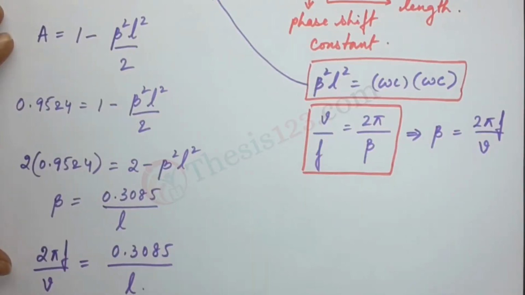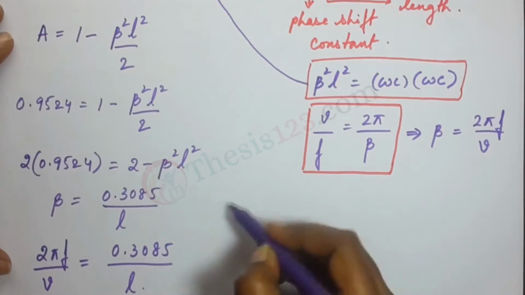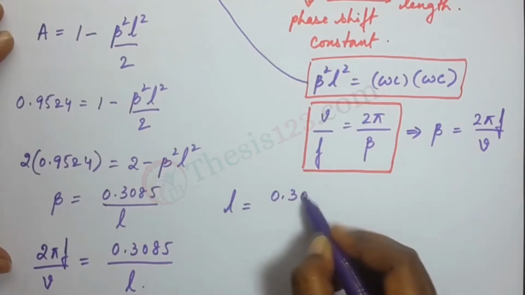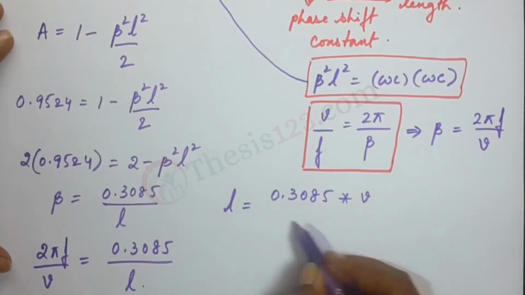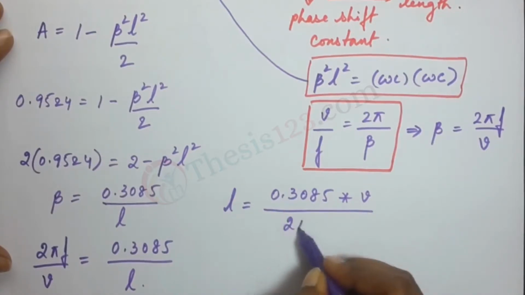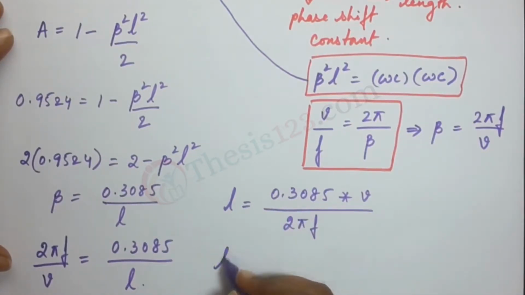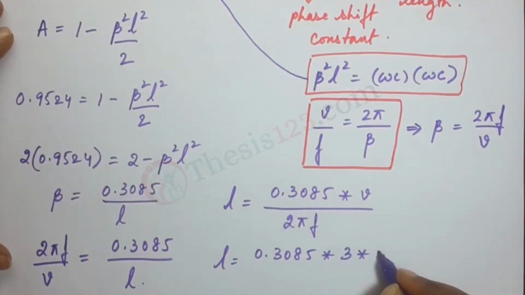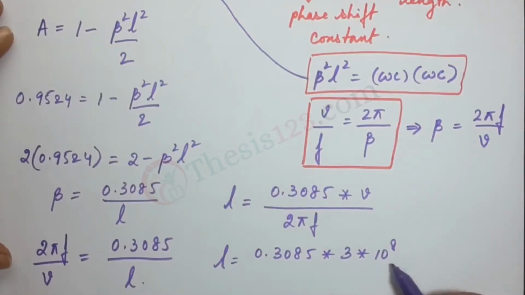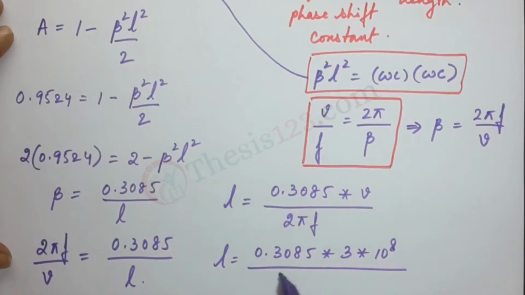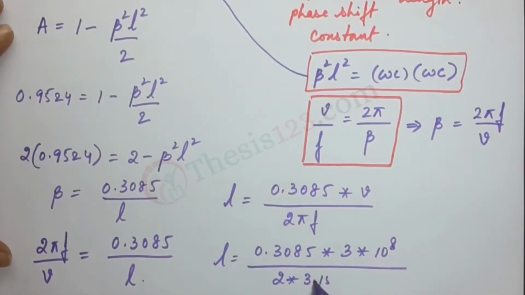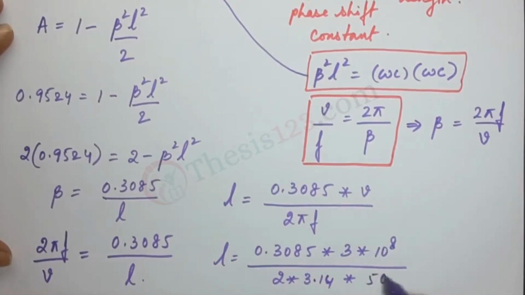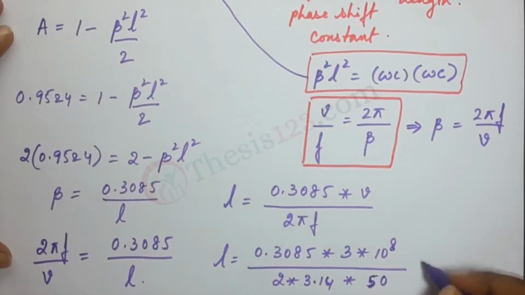Okay, right. Now, let's find out what L is. I'll write that down here. L would be equal to 0.3085 into the velocity of light divided by 2 pi f. And that's 0.3085 into 3 into 10 power 8. This is a value that you must remember, divided by 2 into 3.14 into, we have 50. Okay, it's given that it is 50 hertz, so it's 50.